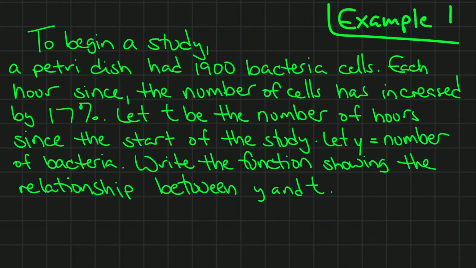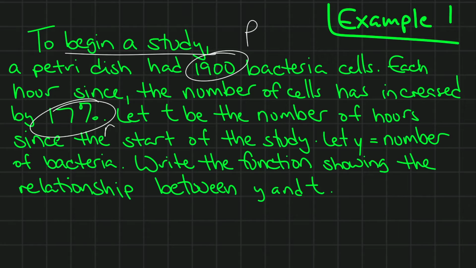This is basically a word problem, and we're going to see what values line up with our formula from before. We have 1900 bacteria cells to begin the study, so this is our initial amount, which will be our P. For each hour since, the number of cells has increased by 17%, so 17% is going to be our rate. And T is the number of hours since the start of the study.